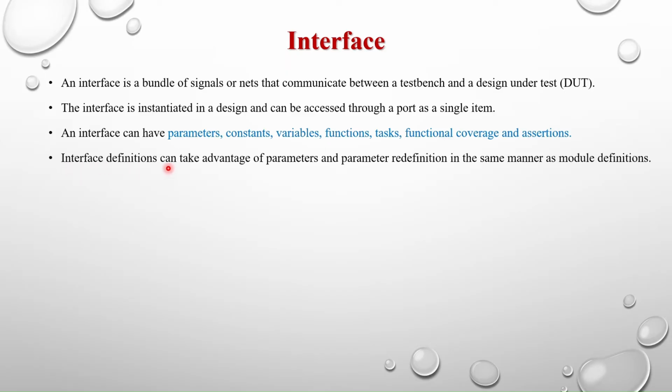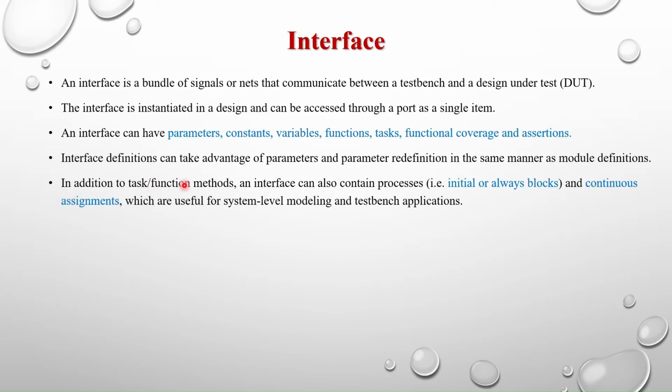Interface definitions can take advantage of parameters and parameter redefinition in the same manner as module definitions. That means how we use parameters in modules, the same thing goes for interface. And redefinitions also. That means how to override the parameters in a module, the same thing happens with interface. In addition to task or function methods, an interface can also contain processes, initial or always blocks, and continuous assignments, which are useful for system level modeling and test bench applications. That means we can use procedural blocks inside the interface, that is initial or always blocks, and we can use continuous assignments also. And also we can use tasks and functions.